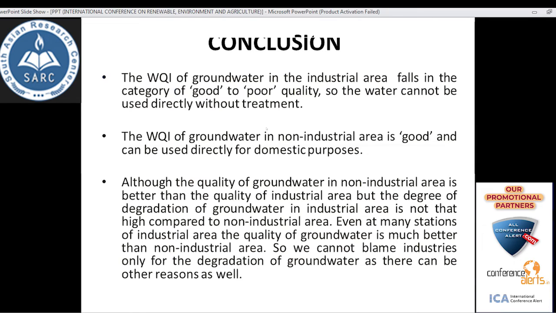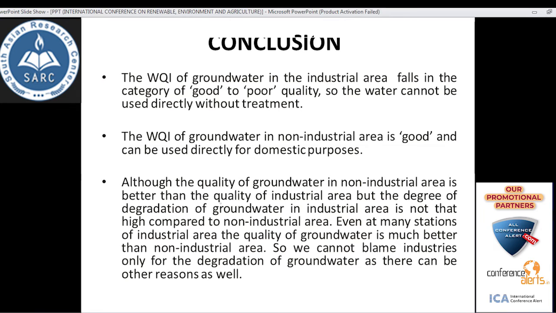Now, what is the conclusion of the topic? First is that the water quality index of groundwater in the industrial area was found lying in the category of good to poor quality. So the water cannot be used directly, and treatment is required before it is used. And in the non-industrial area, the water quality index was found lying in the good range, so we can consume it directly and use it for domestic purposes.